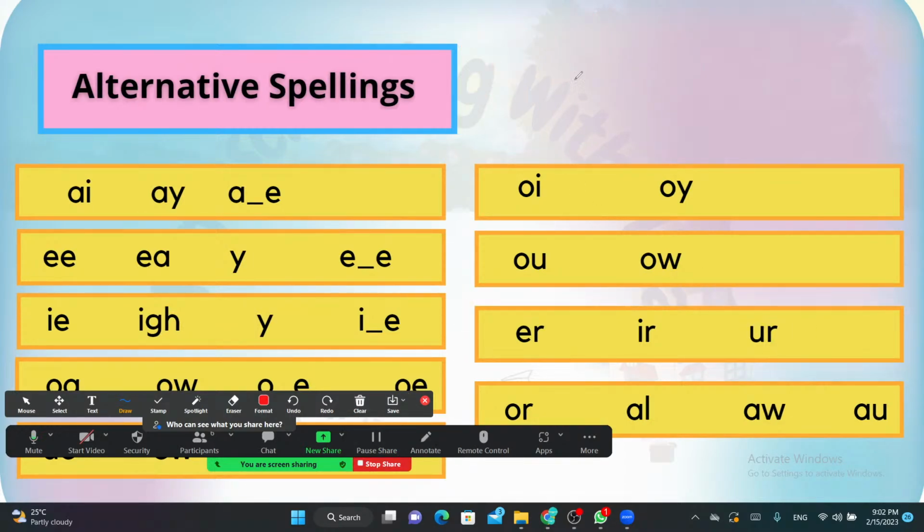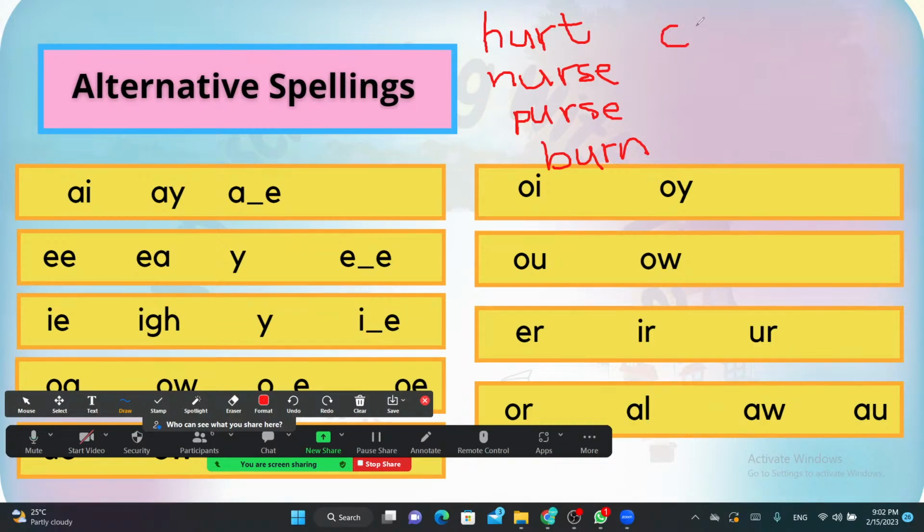For UR words, we can say they are hurt words. Hurt. When you get hurt, what do you do? You go to the nurse. Okay, you take your purse if you are going to the nurse. And what else? Anything else? You also get, if you got burned, so you again curse. Curse is, okay, you can say that it hurt somebody. If you curse somebody, it will hurt somebody.